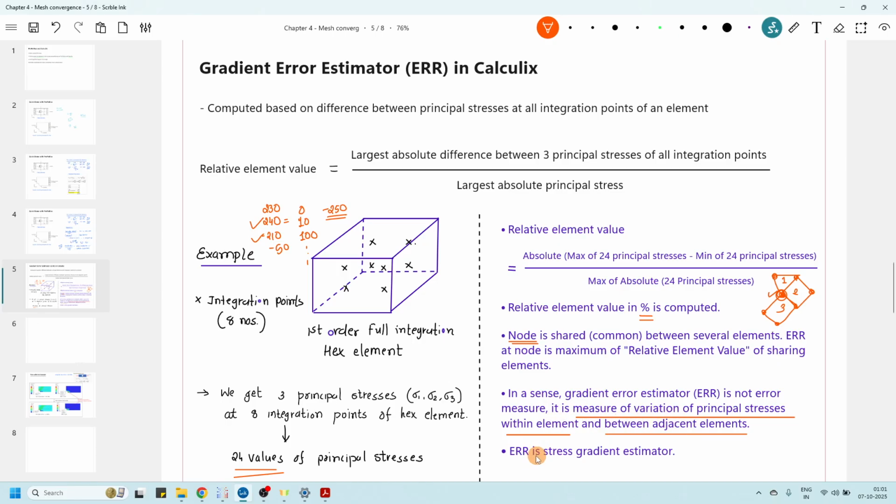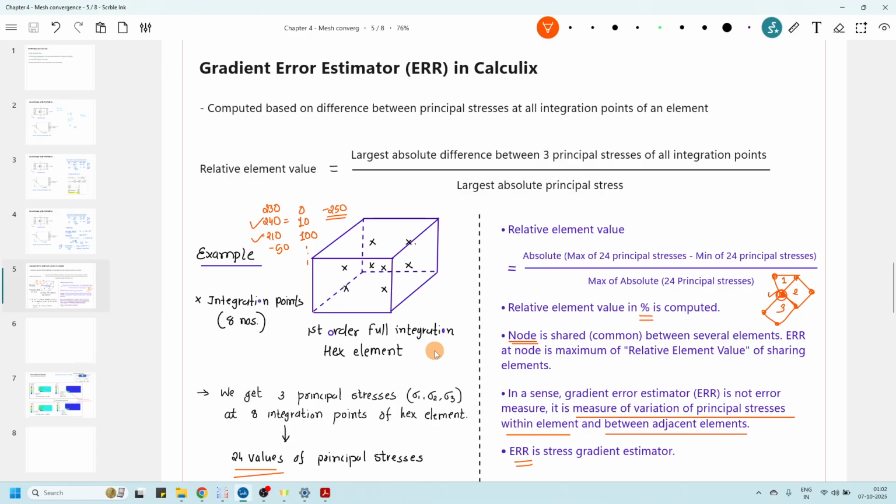So in a nutshell, ERR is a stress gradient estimator. By looking at ERR outputs, we can understand how the stresses are varying from one element to another element, and how are the gradients to peak or to low gradients. That means if we see high ERR in our output, that means we are meshing with very few elements to capture high stress gradients. And that's the reason the few elements are not able to capture high gradients, so ERR is high.